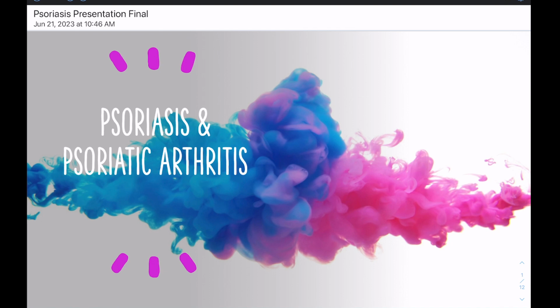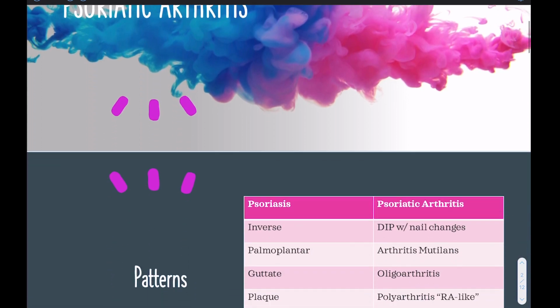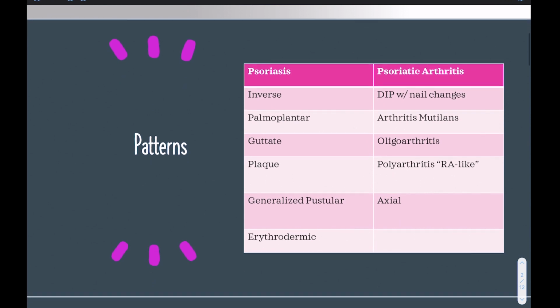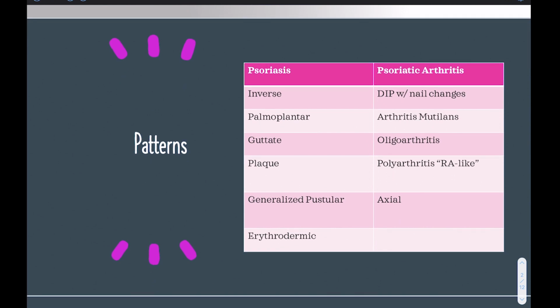Did you know there are more than one type of psoriatic arthritis? When rotating through a rheumatology rotation, you might be asked about different patterns or subtypes of psoriatic arthritis. There are a total of 5 as denoted on the right side of the 2 columns here. First, there's the type that predominantly affects the DIP joints along with the nail changes.